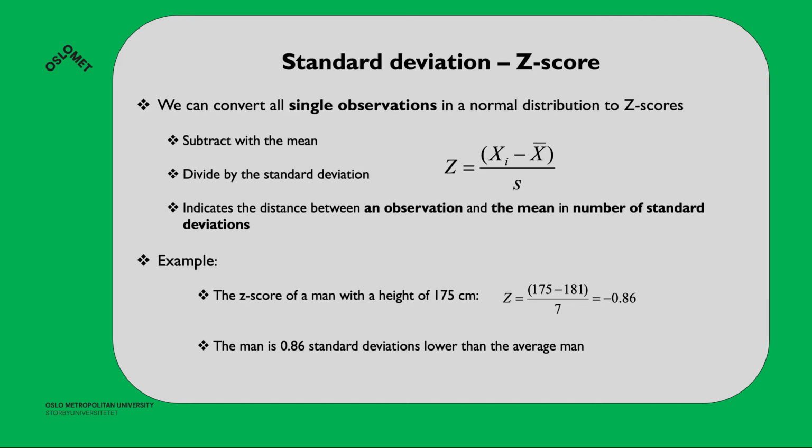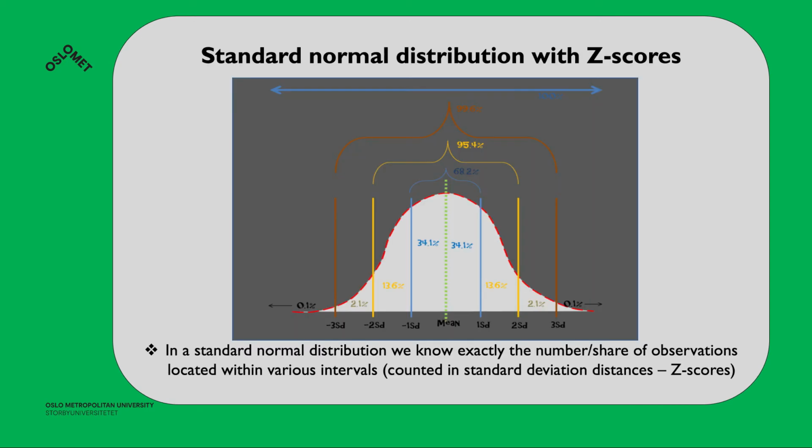For example, the z-score of a man with a height of 175 centimeters is the 175, which is the height of this man, minus the mean, which is 181, divided by the standard deviation of 7. So this man is 0.86 standard deviations lower than the average man. And why is that interesting to know? Well, if you look at the standard deviation, we can see that he has 0.86 standard deviations lower, so he's not deviating that much from the mean.